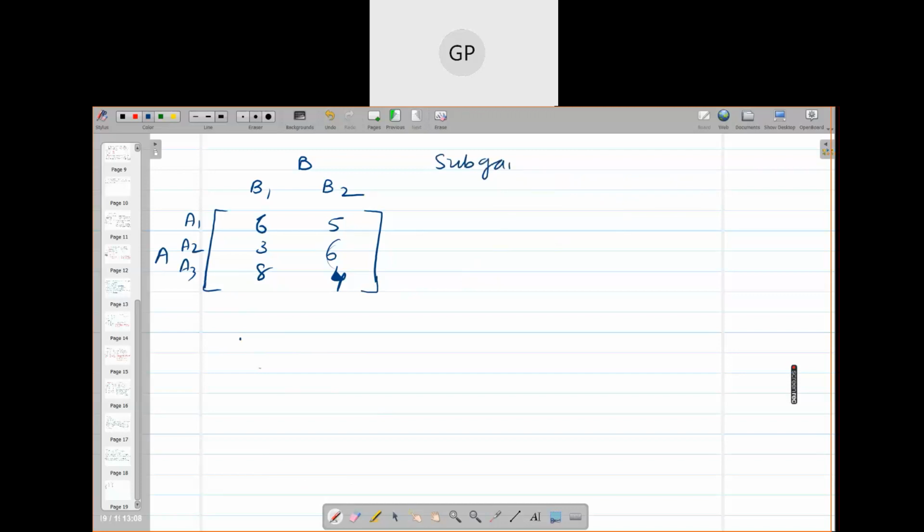Subgame 1 will be 6, 5, 3, 6. See whether there is any saddle point. 5, 3, 6, 6. So no saddle point. Value of the game lies between 5 and 6.